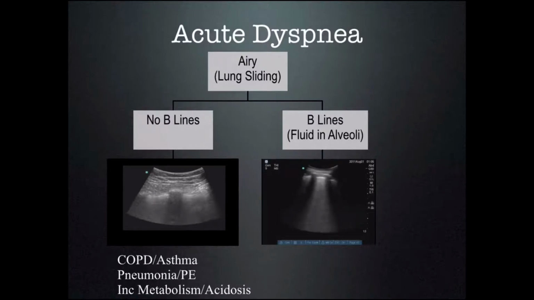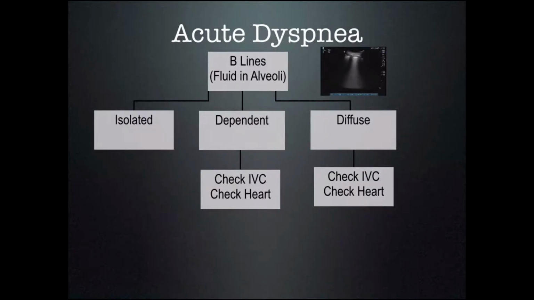What does that mean? Well, that means that I'm going to be suspicious of COPD or asthma, a pneumonia that I couldn't see or a PE that I couldn't see, or the patient has increased metabolism and is fighting off an acidosis. They may be Kussmaul breathing, in other words. But if I see fluid in the lungs, then I know that there's something wrong.